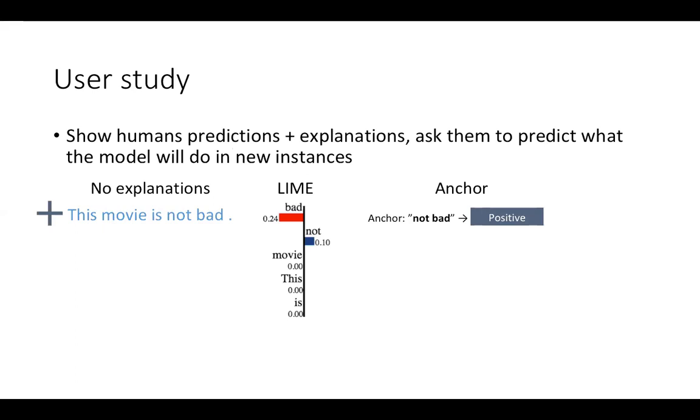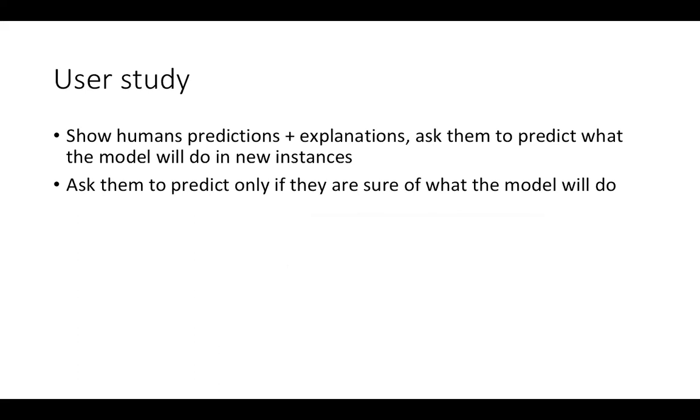And then they will give an anchor-based explanation. Not bad, means positive. They will give these three types of things to the users: no explanations, line-based explanations, and an anchor-based explanation. Now you ask them to predict only if they are absolutely sure what the model will do.